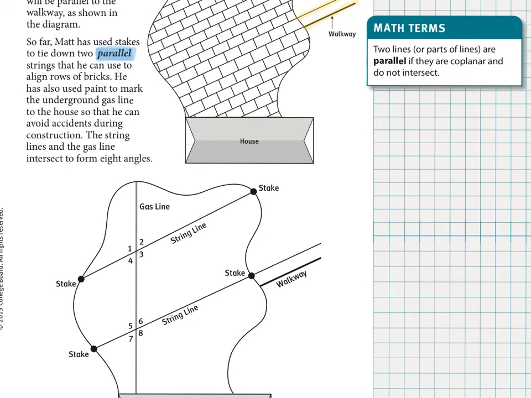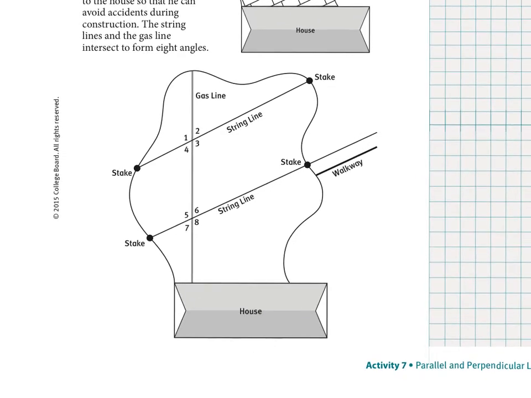We can see in the margin on the right side that it says two lines or parts of lines are parallel if they are coplanar and they do not intersect. So looking at our picture below, we have our two parallel lines marked right here, and it builds off of that walkway. And there's a gas line that comes through here that intersects those two parallel lines. Let's go to the next page to figure out what that line is called, as well as the different types of angles that are formed.